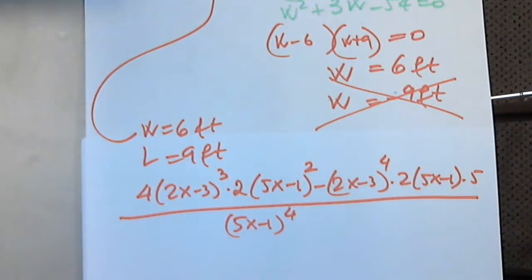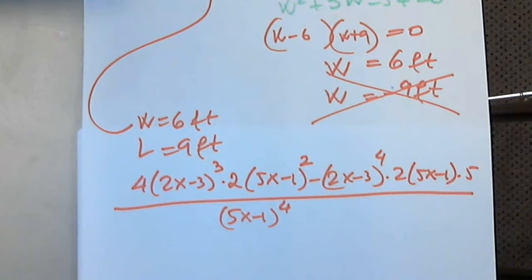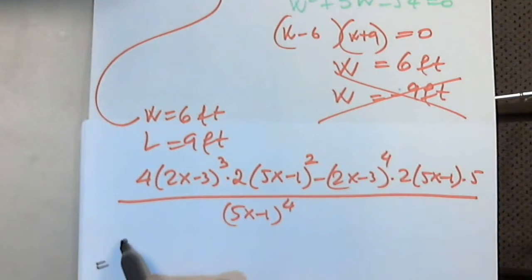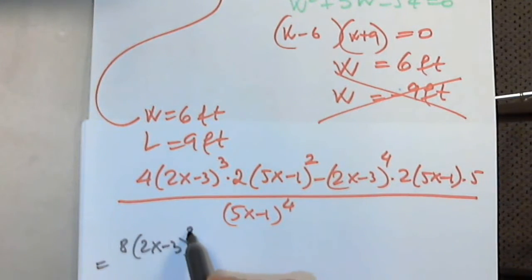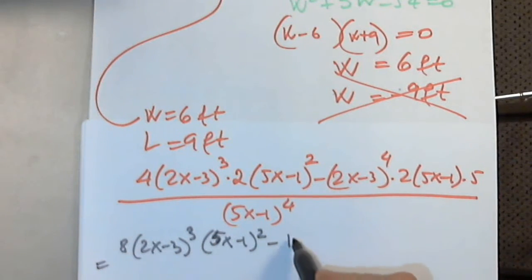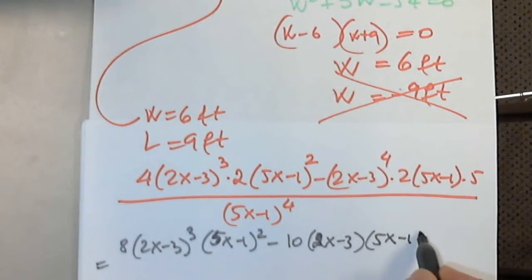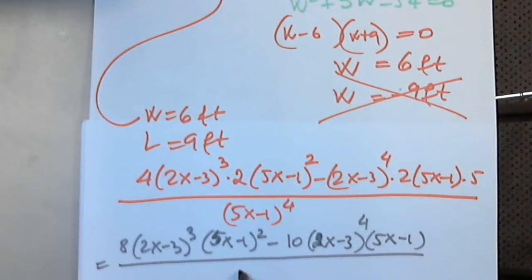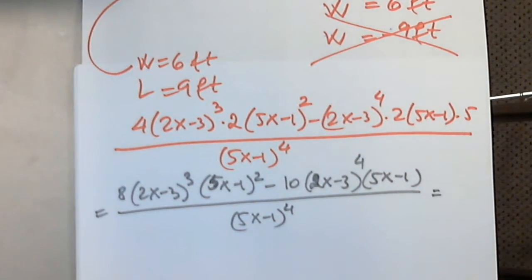So I look at the numerator, and I realize that it's a little bit all over the place. I will rearrange it. 4 times 2 is 8, times (2x minus 3) cubed times (5x minus 1) squared, minus 10 times (2x minus 3) times (5x minus 1) to the 4th and to the 1st power. Making sure that I copied everything correctly. Yes, I think I did. And (5x minus 1) to the 4th. Now I go back to the numerator.